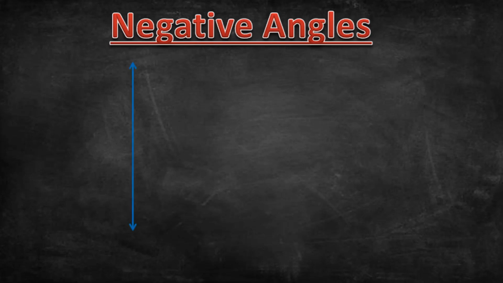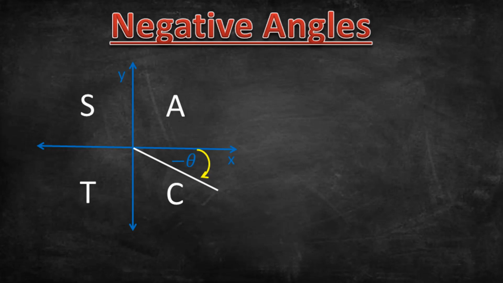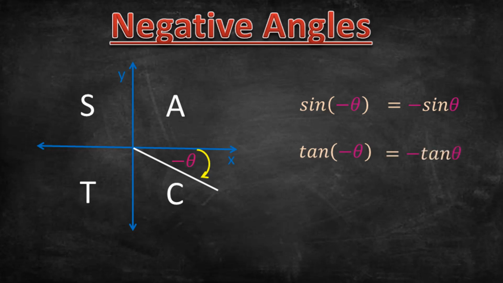We know that a negative angle is measured clockwise from the positive x-axis on the CAST diagram. So the angle negative theta lies in the fourth quadrant, theta being numerically less than 90. So the sine of negative theta is negative the sine of theta, because sine is negative in the fourth quadrant. The tan of negative theta is equal to negative the tan of theta for the same reason, but the cos of negative theta equals the cos of theta, because cos is positive in the fourth quadrant.